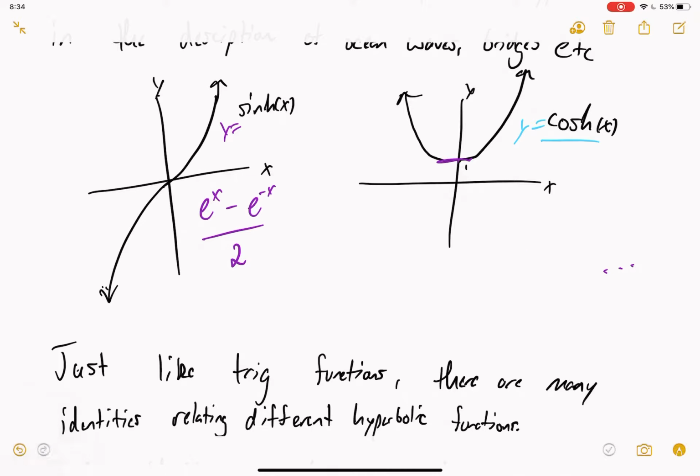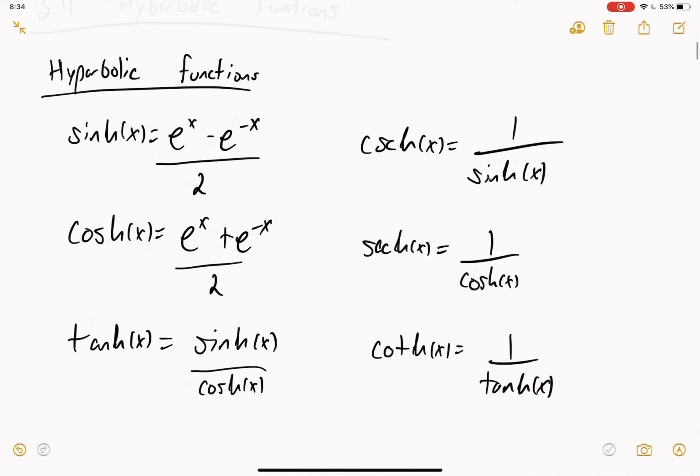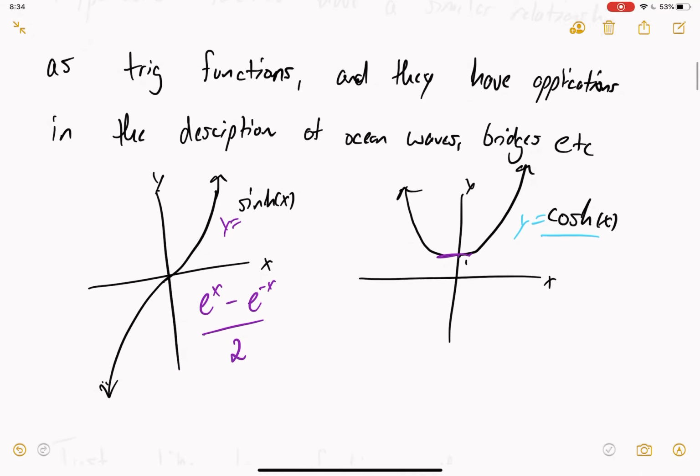But again, if you don't want to remember these, that's fine. The more important thing is if you could just remember these definitions right here, or at least know them. If you understand the way they're defined in terms of exponentials, then it's pretty easy to work with them.